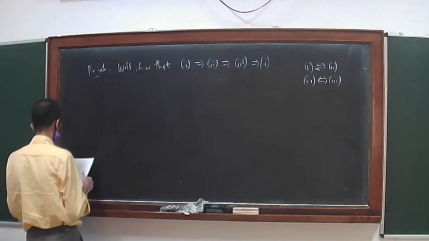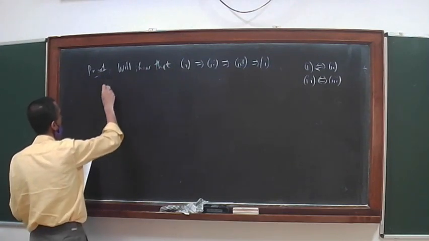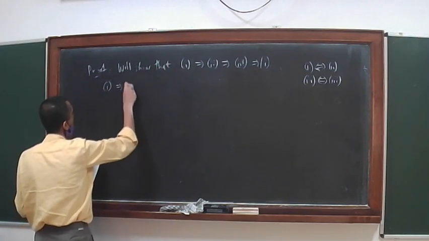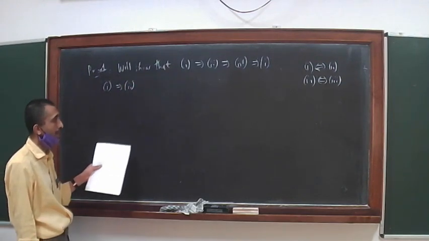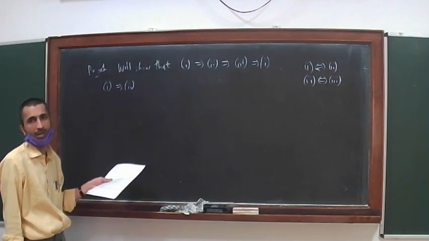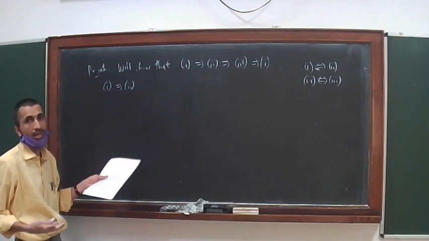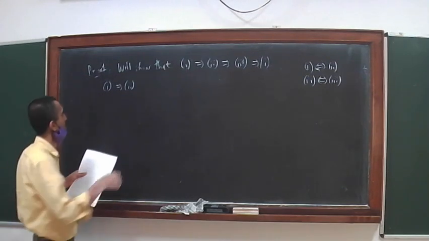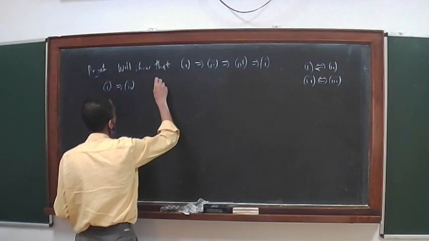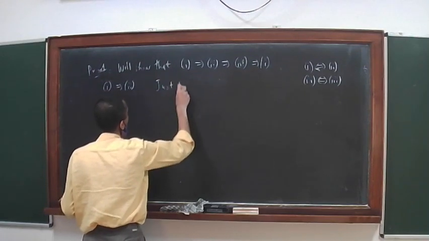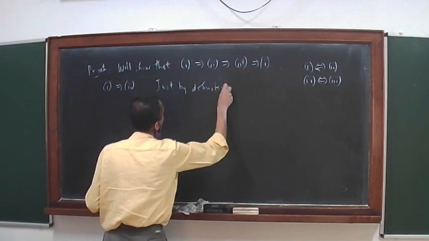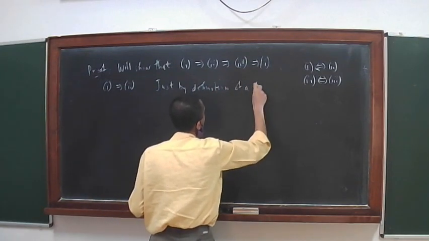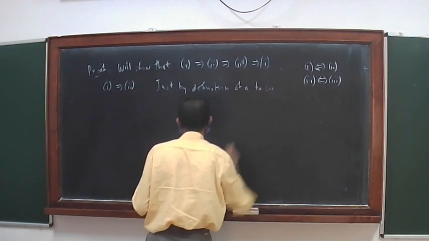Now let us try to show first that 1 implies 2. This proof is trivial because we have assumed that 1 is a basis. So automatically it will be linearly independent just by the definition. So 1 implies 2 is trivial. Correct? This is just by definition of a basis; they will be linearly independent.